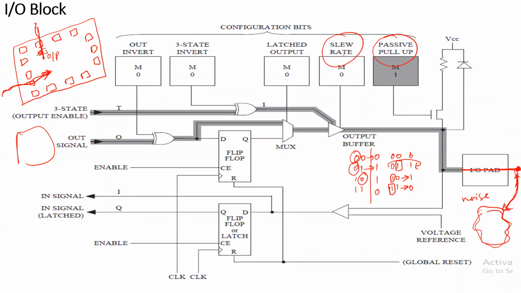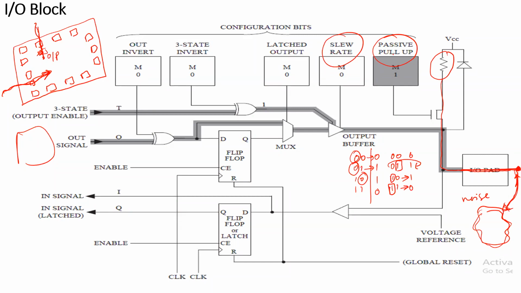For example, whenever a floating type of input is there, an input that is not stable, what do we have to do? We have to use a pull-up resistor. Through the pull-up resistor, the floating input variations are easily eliminated or reduced. The floating inputs are controlled or monitored by using the passive pull-up methodology.